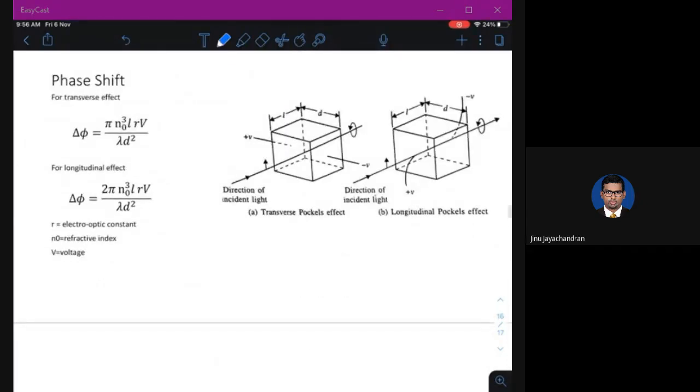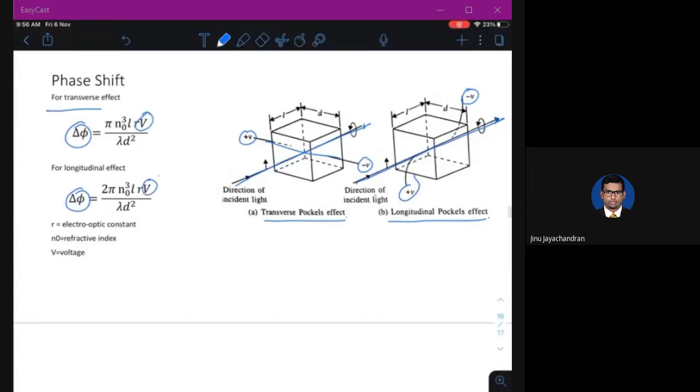You can see this diagram here. This is the transverse Pockels effect. You have the direction of propagation here and the applied electric field here, so both are perpendicular. In the longitudinal Pockels effect, you have the electric field and the direction of propagation in the same direction. In both cases, you have a shift in phase between the two modes, the two components, and both are proportional to V.